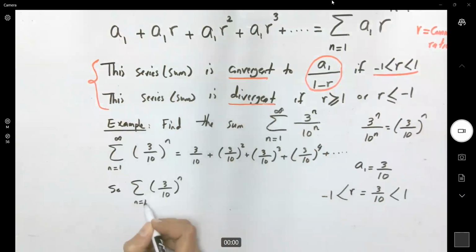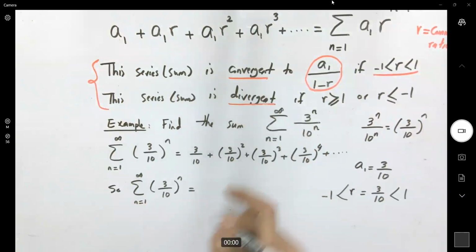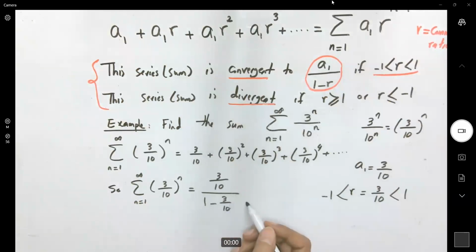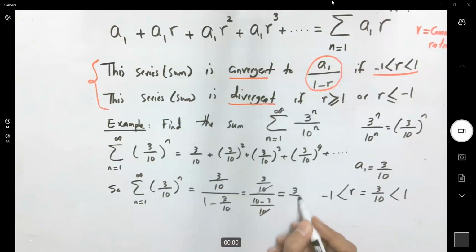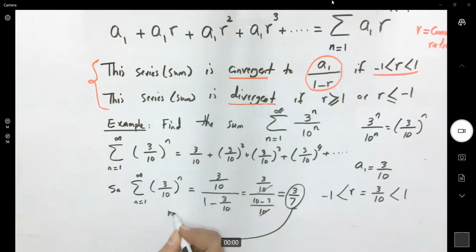equal to A1, which is 3/10, divided by 1 minus 3/10. The rest is algebra. We copy down 3 over 10 divided by, if you take common denominator, you get 10 minus 3 divided by 10. Of course, you can cancel out the same denominator on the numerator and on the denominator, and this guy becomes 3 over 7. You say that the sum of this geometric series is 3 over 7.